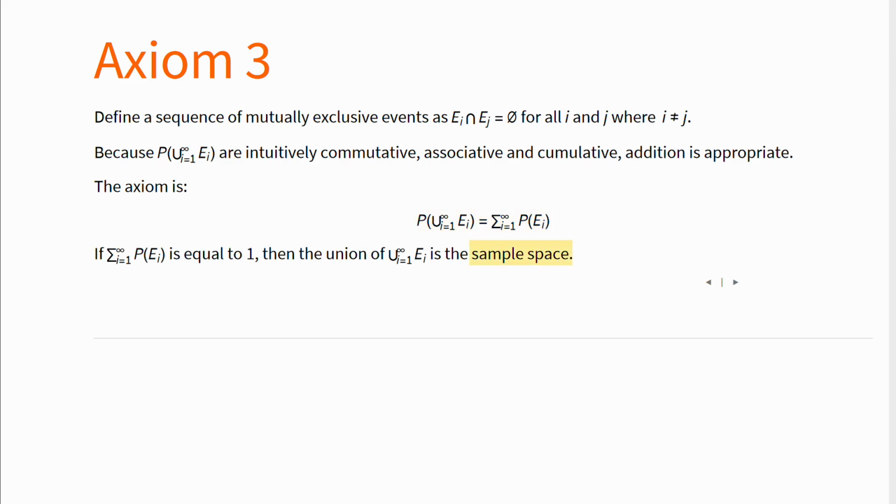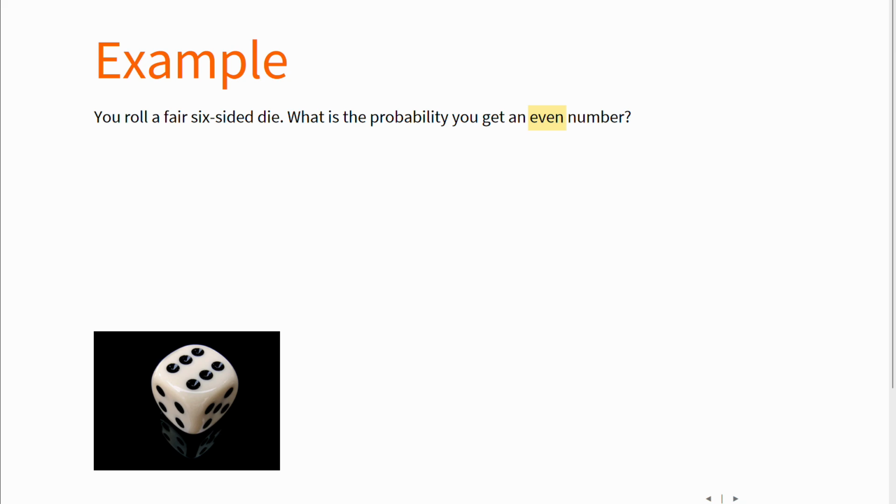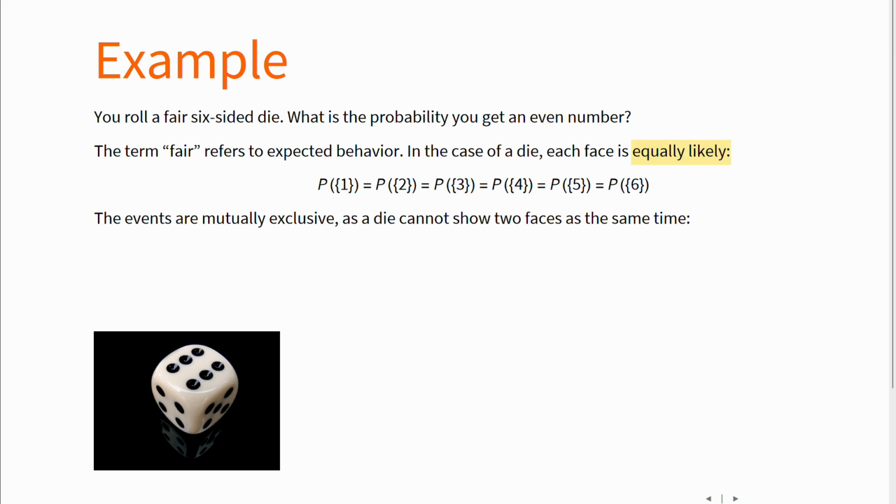If the events add up to 1, then their union is the sample space, which solves the problem. You now have a way of relating the sample space to a collection of events. So let's say you roll a 6-sided die. What's the probability that you get an even number? Each face is equally likely and mutually exclusive, since a die can only indicate one number at the same time.